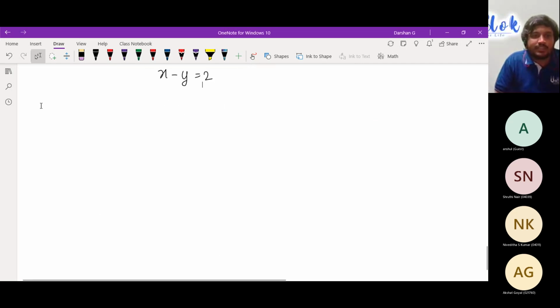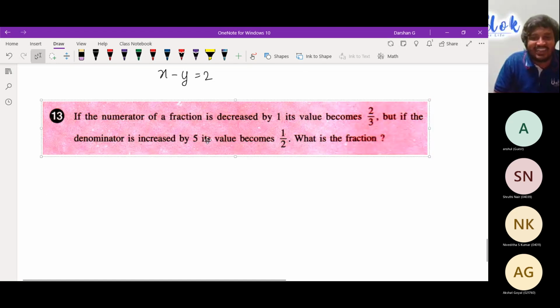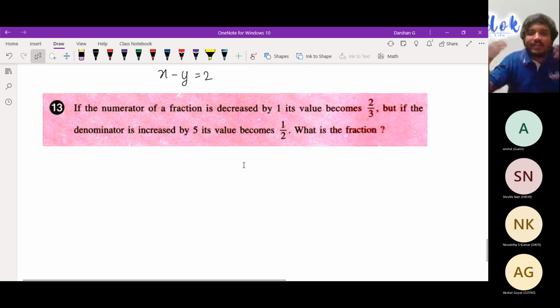So let's move on. The next question, you would have seen in your exams, where the numerator or denominator is increased, and those things. Come on, try and do this. If the numerator of the fraction is increased by 1, its value becomes 2 by 3. That is one case. The second case is if the denominator is increased by 5, its value becomes 1 by 2.